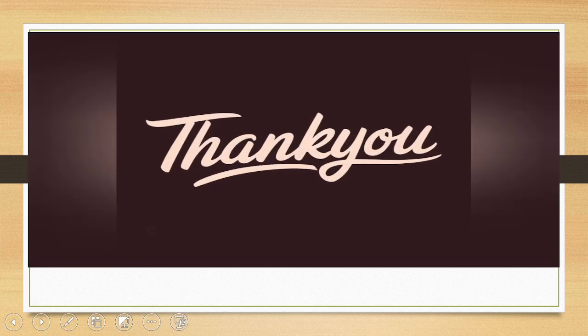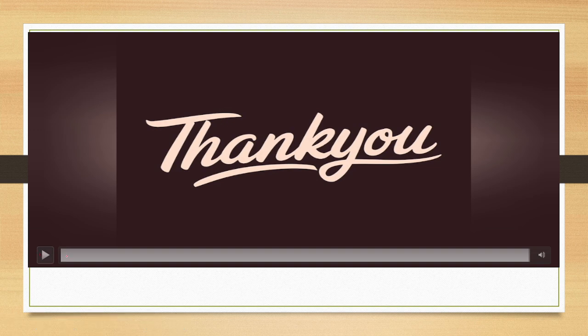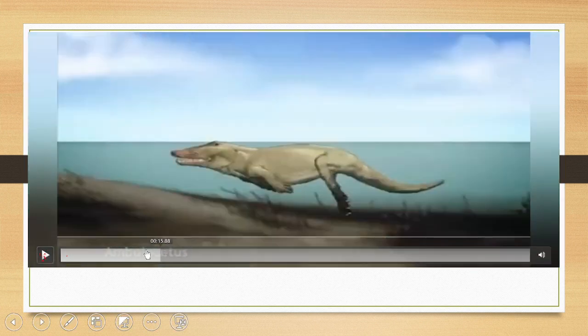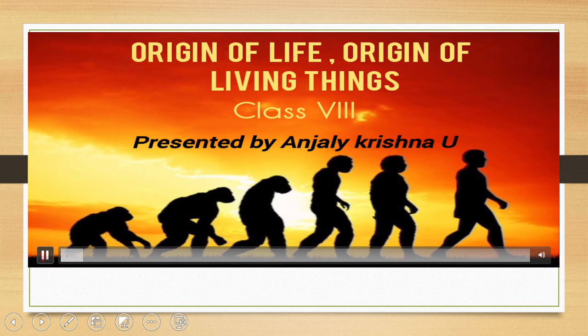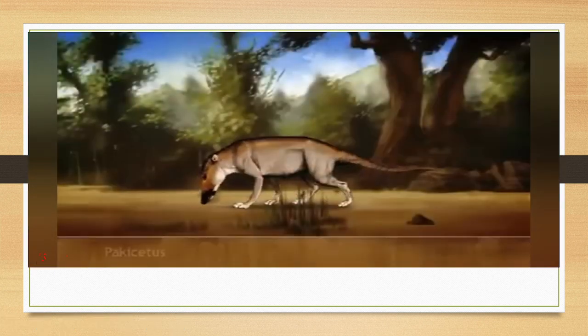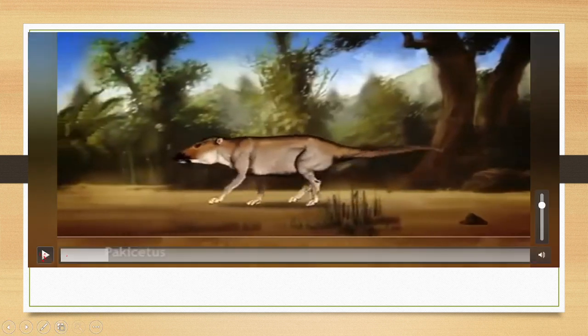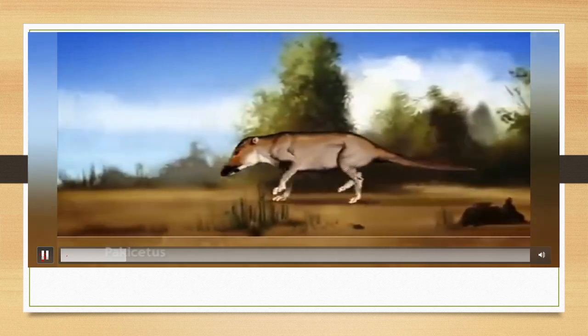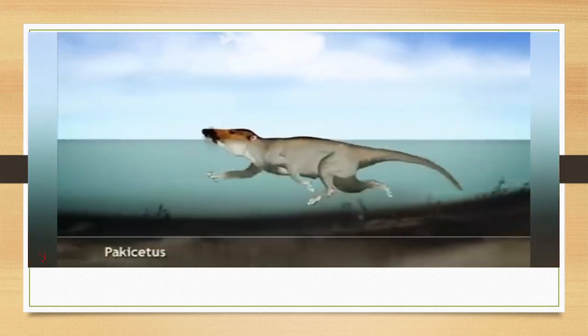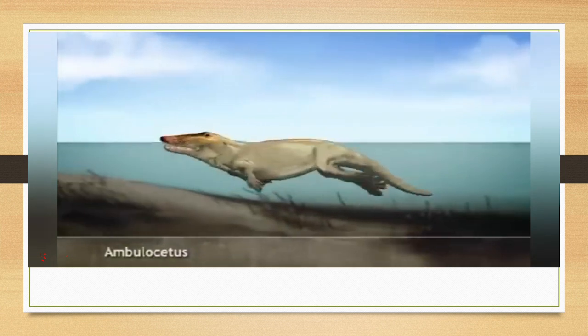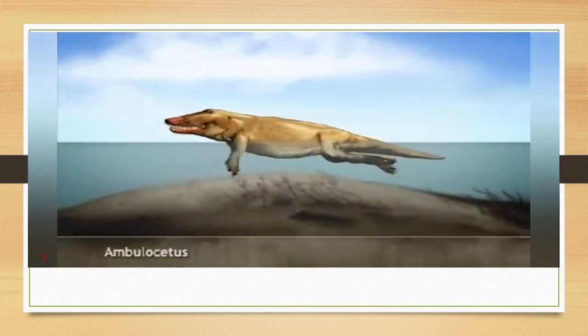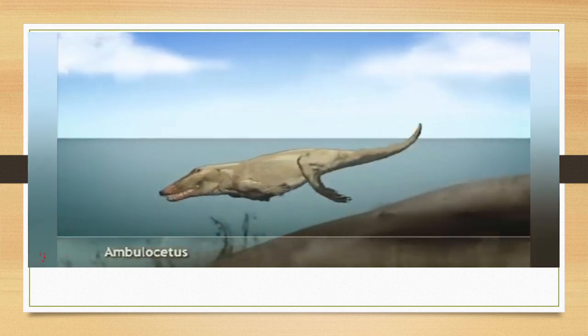Yes, this was something interesting. So let's play from the beginning. So that is, we can see the ancestors of whales, which are called the Pachycetus. See this Pachycetus, which has wolf-like features. It was living on land, and then came to the river, and we say that the Pachycetus is the ancestor of modern whales.